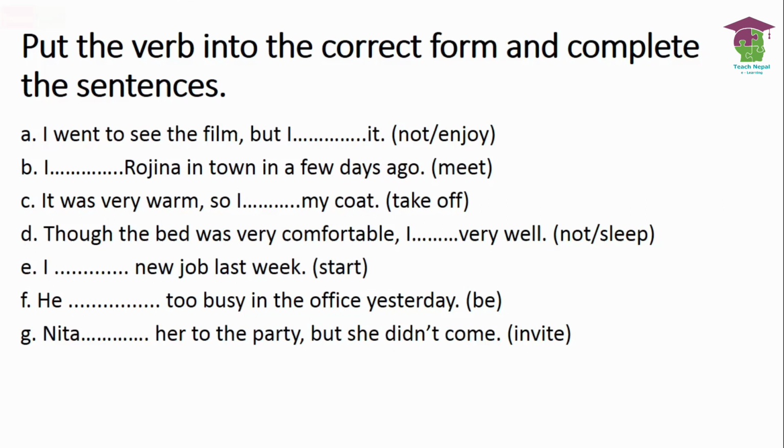Number E, I did a new job last week. I started new job last week. Started. Number F, he did it too busy in the office yesterday. He, be verb into was, he was too busy in the office yesterday. Number G, Nita did her to the party but did not come. But she did not come. Nita invited her to the party but she did not come. In this way, you can do the exercises.